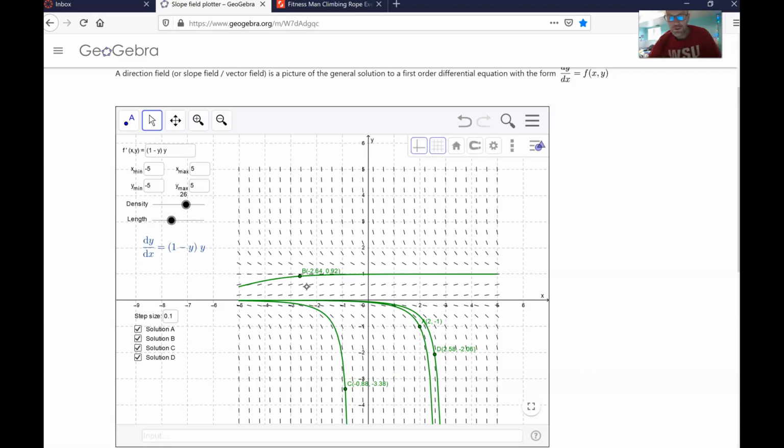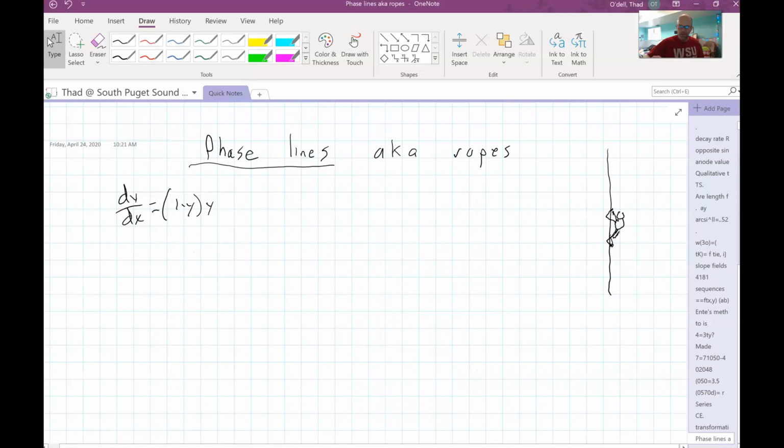Sometimes we refer to these phase lines as the man climbing a rope function. So if we go back over here, that's why I have this little drawing here, because we're going to take essentially the y-axis, and we'll just put a little mark for y equals 0. The first thing you do on the phase line is put in the equilibrium solutions. We know there's an equilibrium solution at y equals 0 and another one at y equals 1, and we put a little dot on there.